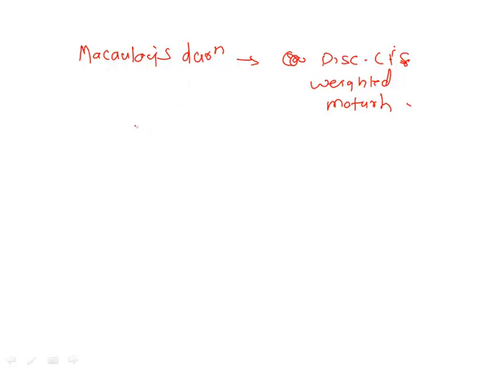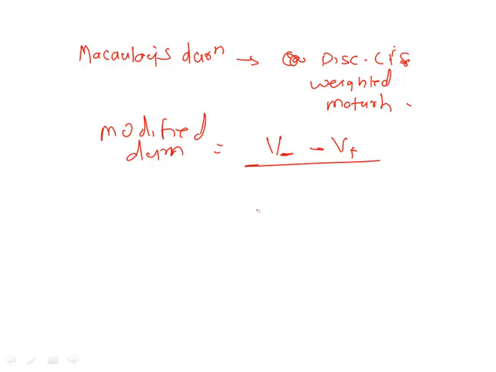Now the next version of duration is the modified duration. The formula for modified duration is V minus minus V plus divided by 2 into V0 into delta Y. In fact, all the durations work only when there is a parallel shift in the yield curve.